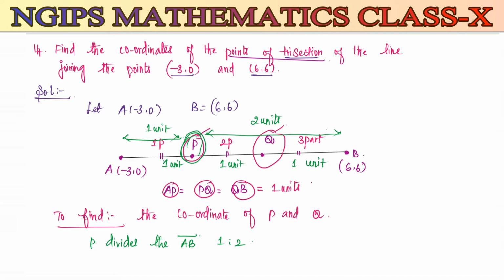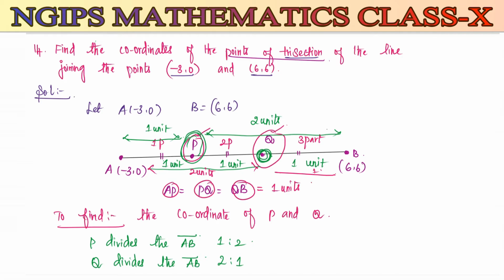Now if you consider Q, which divides the line segment AB in the ratio. Now this is the point Q, right? So this particular point, if you consider this completely, it is going to be 2 units, and from here to here it is 1 unit. So I can write the ratio as 2:1 when Q divides line AB.